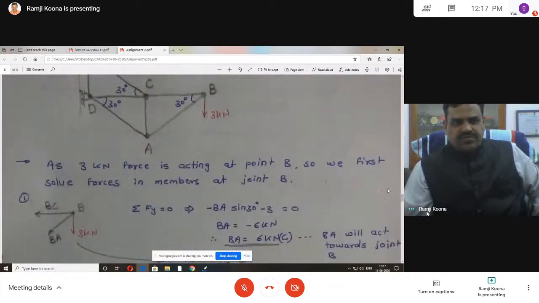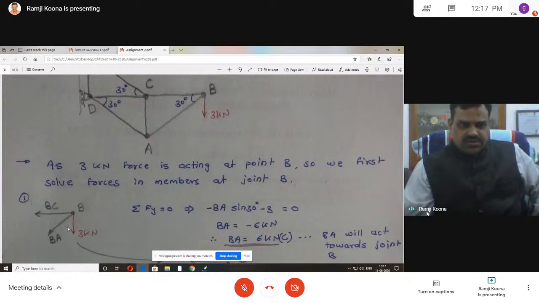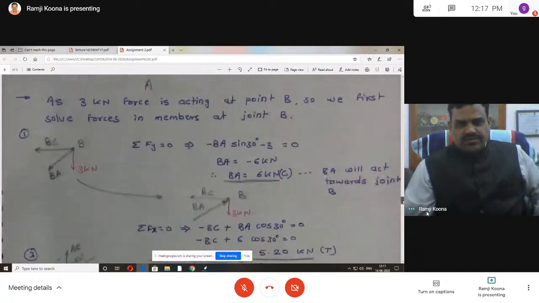First joint B. BA is taken away from the joint, BC away from the joint. Now two unknowns. BA sin 30 plus 3 is equal to 0. We will get BA is equal to minus 6. I have taken it away from the joint, but I got a negative value, so the force is towards joint B. That is how we have to determine it.